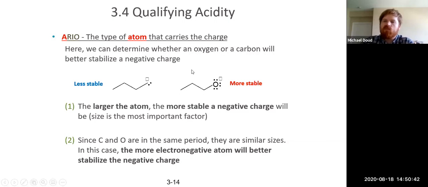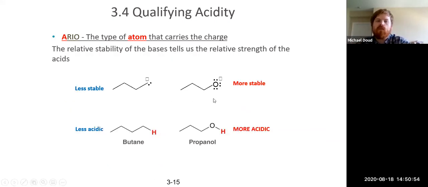So remember, we're doing two separate evaluations. Which one is the more stable conjugate base? Once we know that, then we're ready to say which one is more acidic originally. So again, the less stable one is the carbanion that forms from butane. That means butane is less acidic than propanol. This oxygen lone pair is more stable, so that means the compound it came from, propanol, is more acidic.